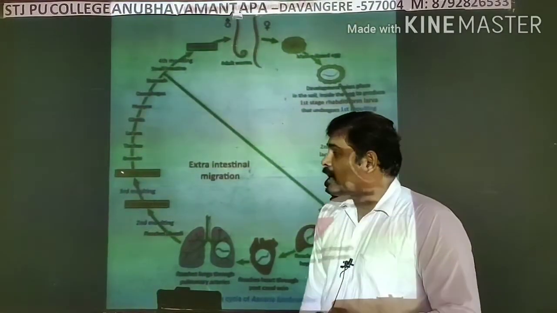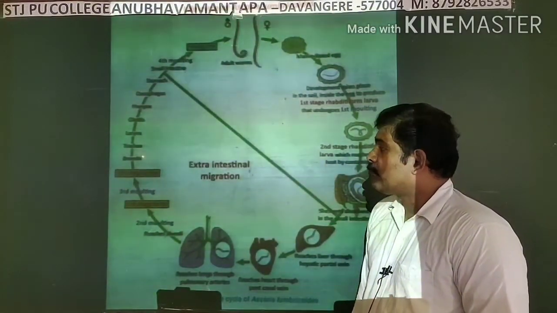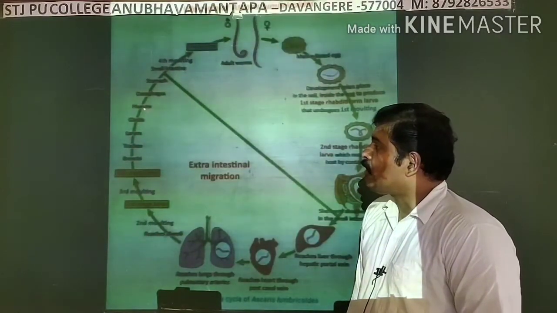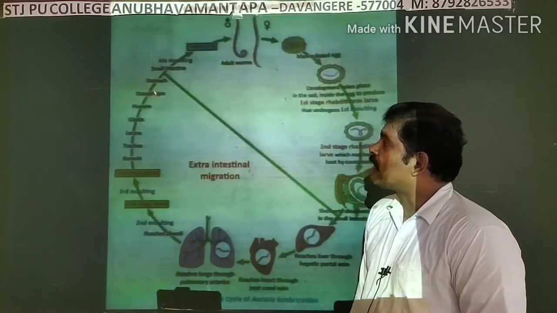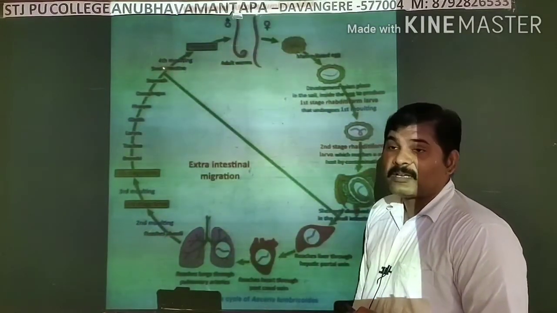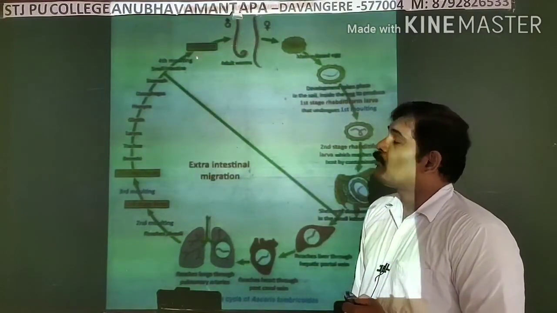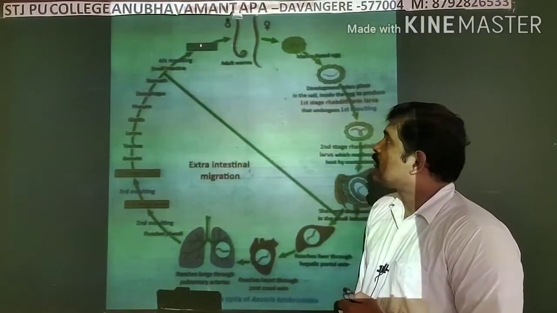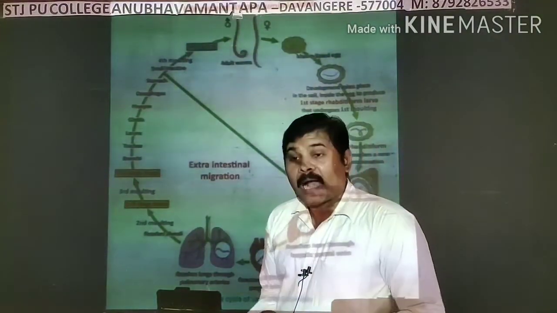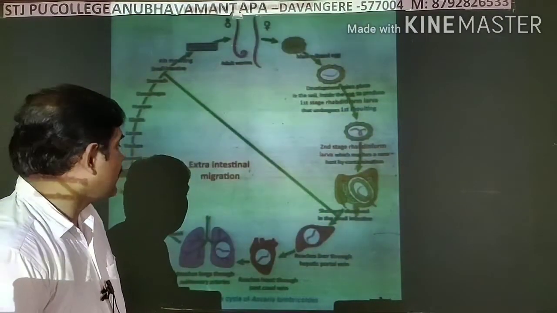Now the fourth stage larva starts migrating from the alveolus to the bronchi, bronchi to the trachea, trachea to the larynx, larynx to the glottis, glottis to the pharynx, pharynx to the esophagus, and then finally reaches your stomach. From the stomach, it reaches the small intestine, where the fourth molting takes place, and thereafter the young ones develop. These young ones later attain sexual maturity and develop into adult worms. This is the life cycle of this parasite in a detailed way.